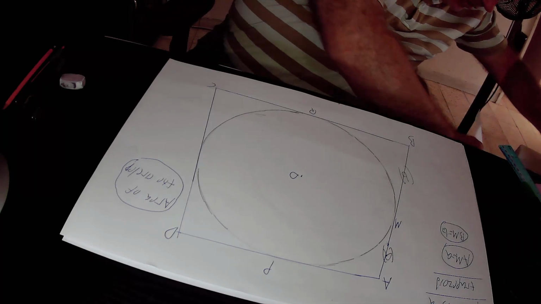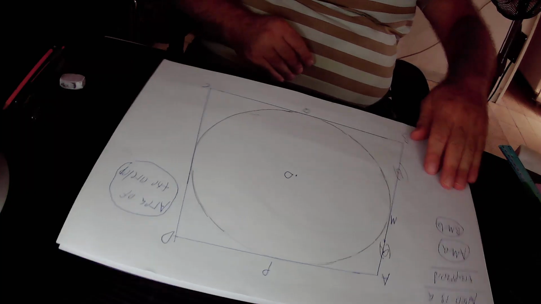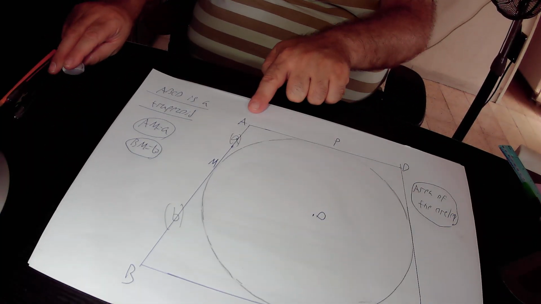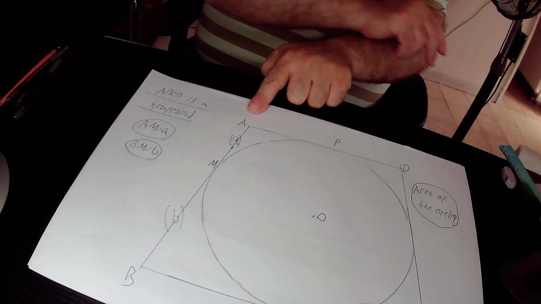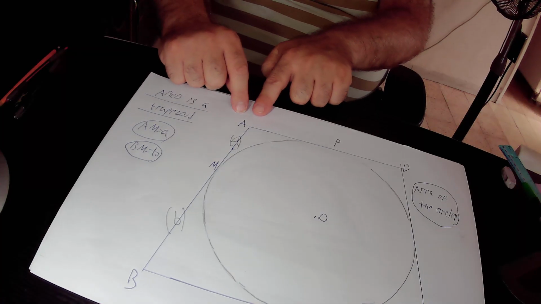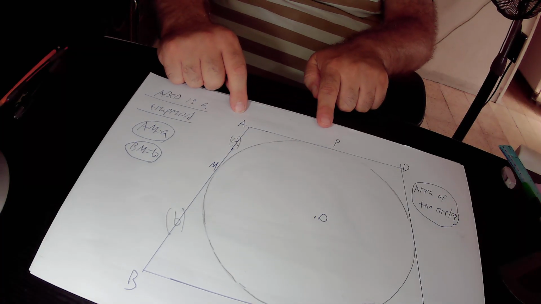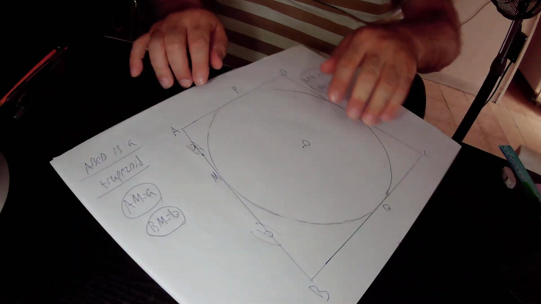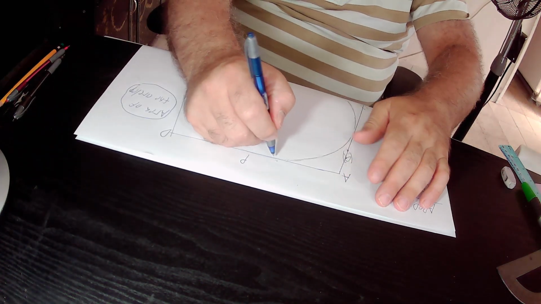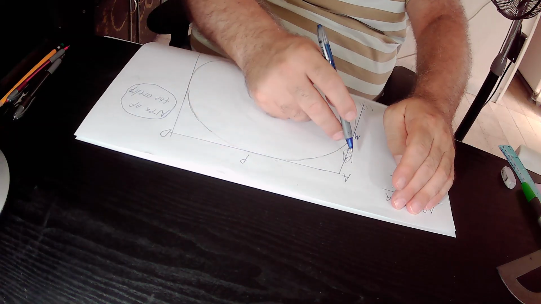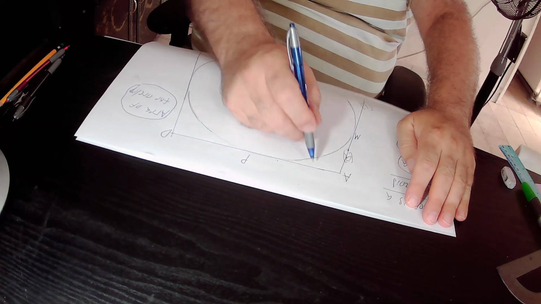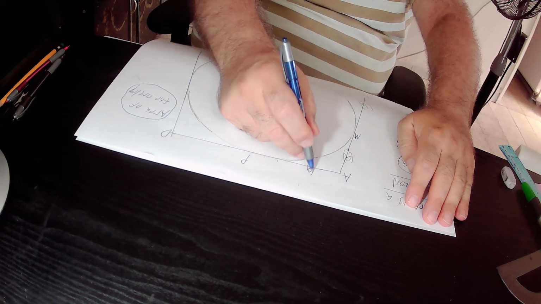Why? Because in our drawing, if we focus on this common external point A, from this common external point A, we have two tangents to this circle, tangent AM and tangent AP. According to rule 2, they are equal to each other. That is to say, AM equals AP. So if AM equals A, therefore AP must also be equal to A units in length.